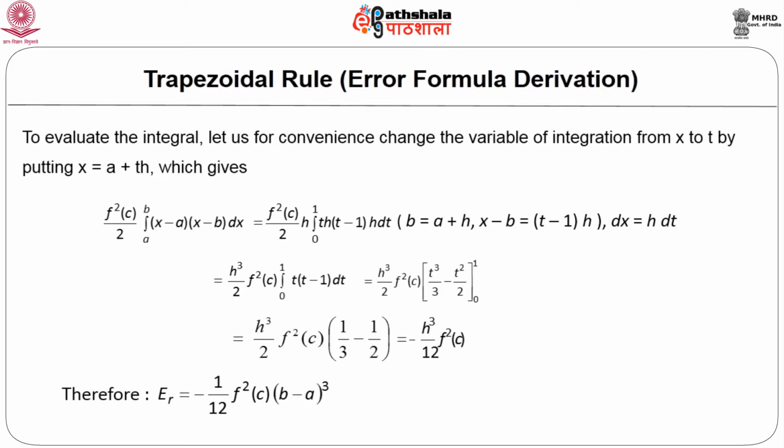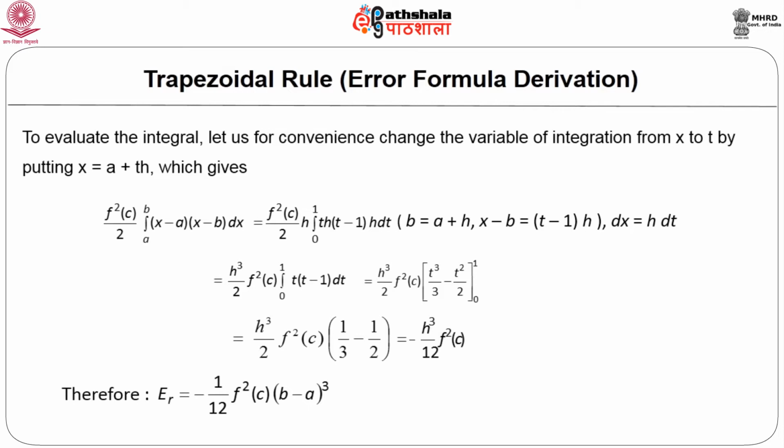So, x minus b becomes a plus th minus a minus h, that is th minus h, and so it becomes (t minus 1) times h. So, our integral becomes f''(c) by 2 and dx becomes h dt. x is a plus th, so dx is h dt. So, what we get is f''(c) by 2, h comes outside, inside the integral 0 to 1 th into (t minus 1) h dt, and h squared being constant, independent of t, that also can be taken outside. So, h cubed by 2 f''(c) and integral 0 to 1 t(t minus 1) dt.